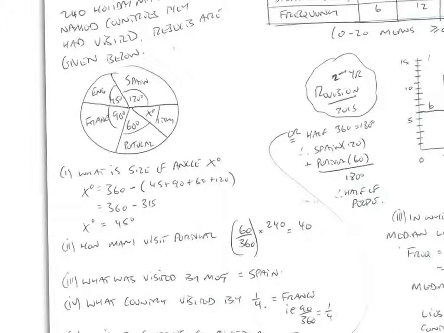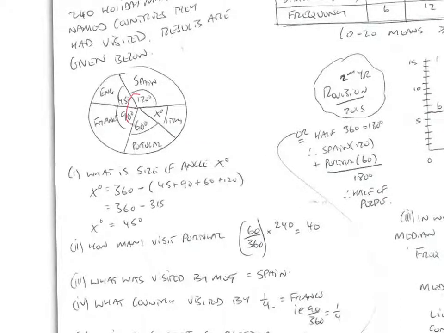So we simply add all the angles that were given, okay, and we take them from 360 to find that x is 45 degrees. Now we're asked how many people visited Portugal. Well, Portugal occupies 60 degrees out of 360, so the fraction of the pie chart is 60 over 360 times the total number of people. 40 people visited Portugal.